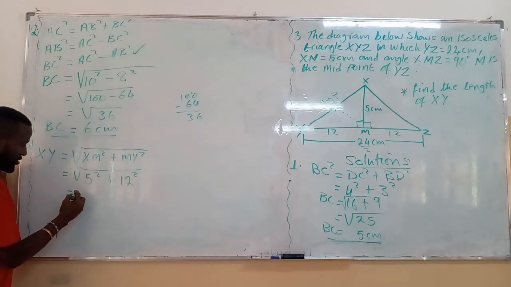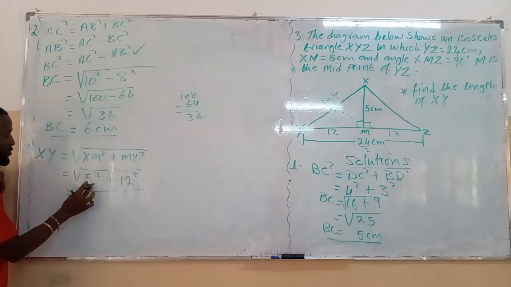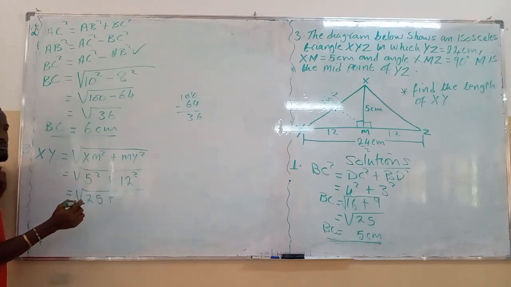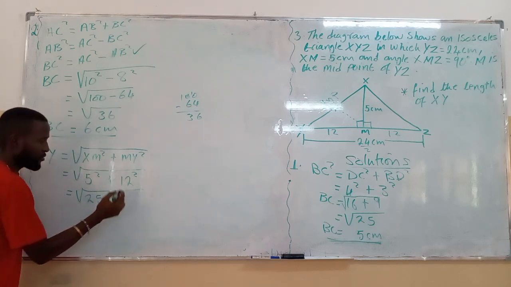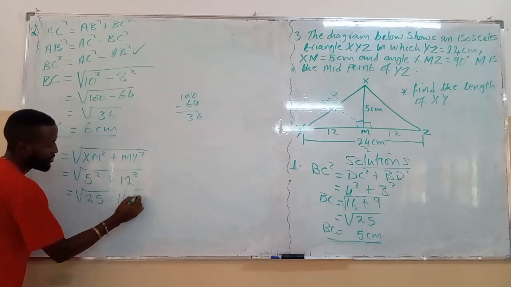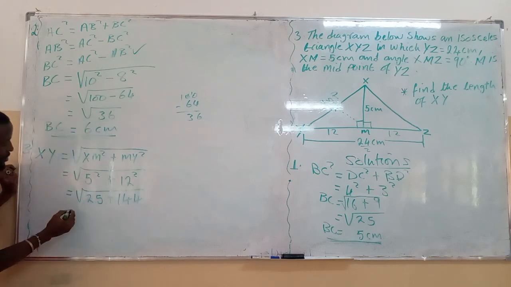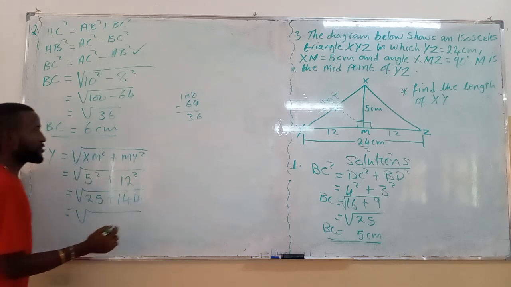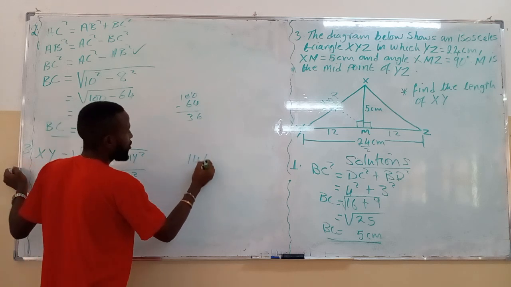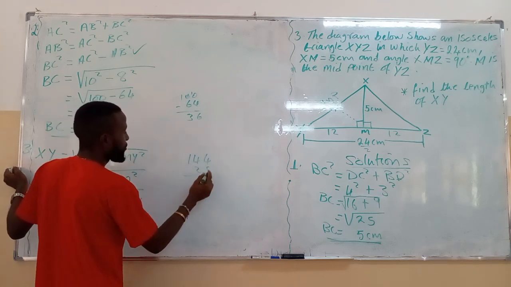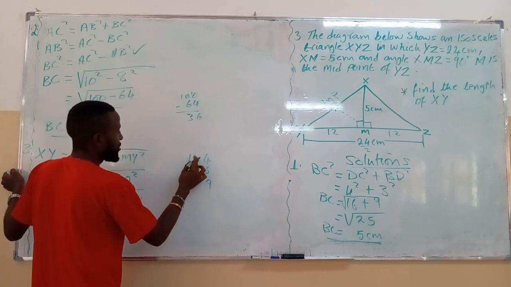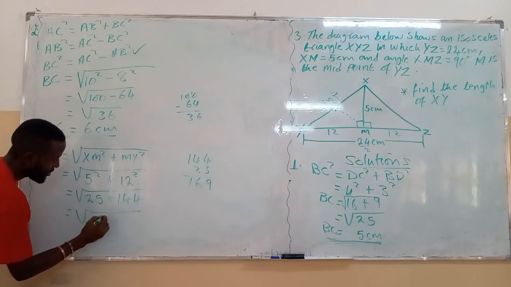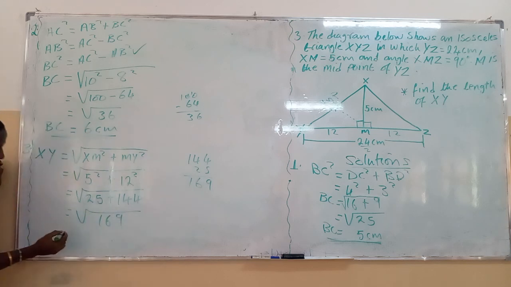Now we continue. What is 5 times 5? 5 times 5 is 25, plus 12 times 12, which is 144. Then we move on to the next part and simplify. 144 plus 25: 4 plus 5 is 9, 4 plus 2 is 6, and we have 169. So we have the square root of 169.